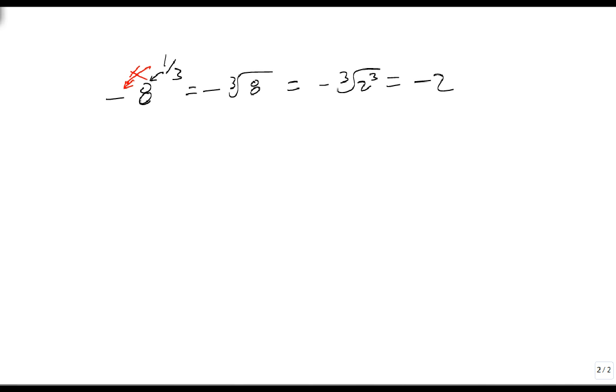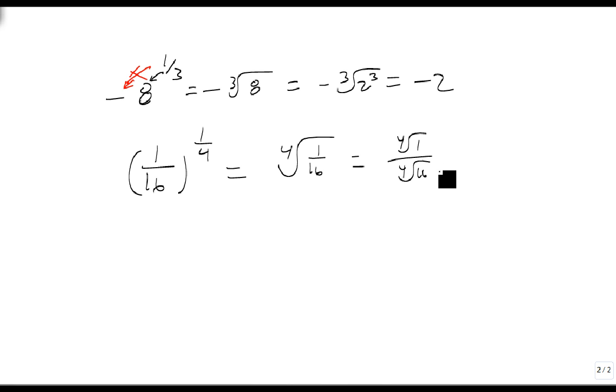And the last one we're going to look at, suppose we have 1/16 to the 1/4 power. Well, that's the same as the 4th root of 1/16, which is the same as the 4th root of 1 over the 4th root of 16, which is 1 over the 4th root of 2 to the 4th, which becomes 1/2. And so we can just reduce it like before and we get our answers.